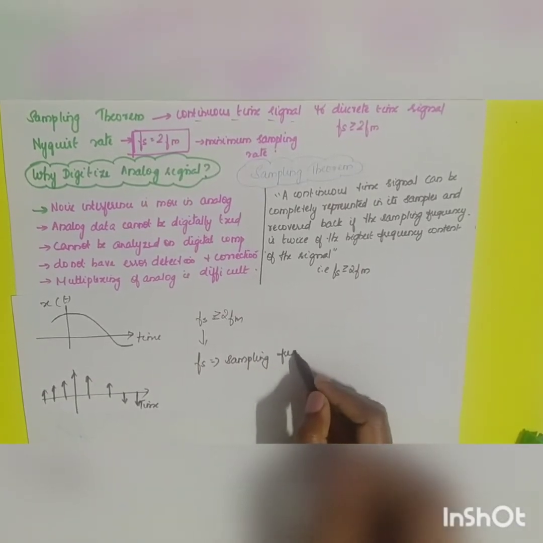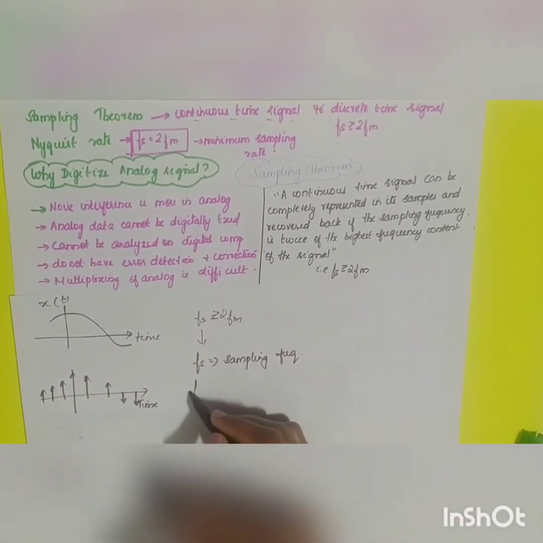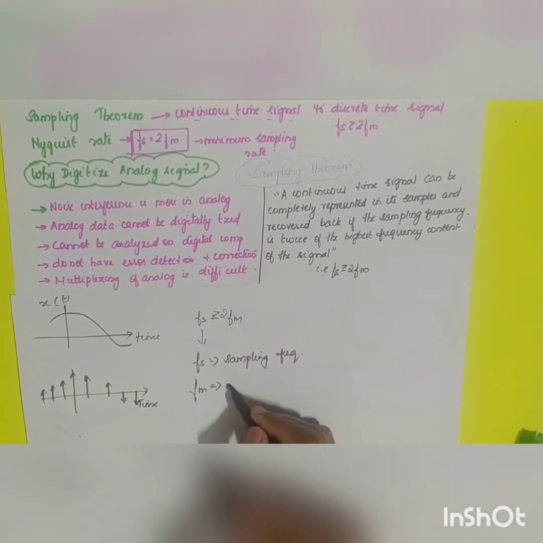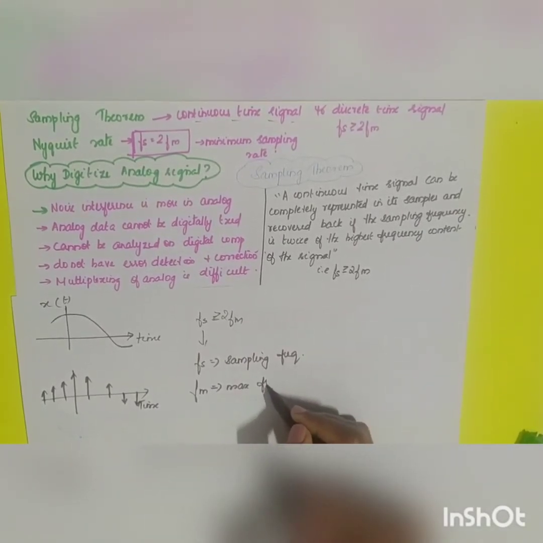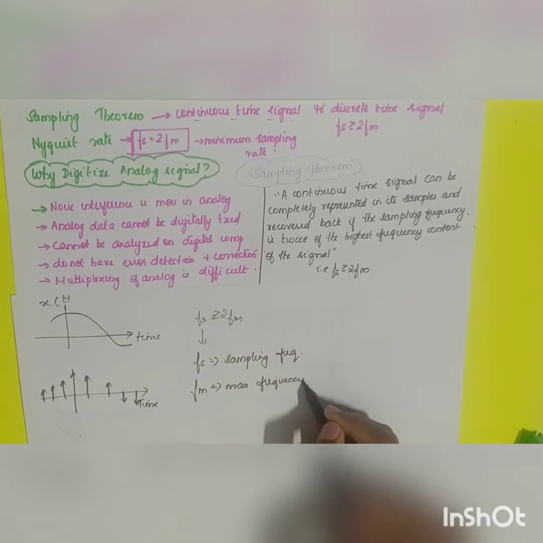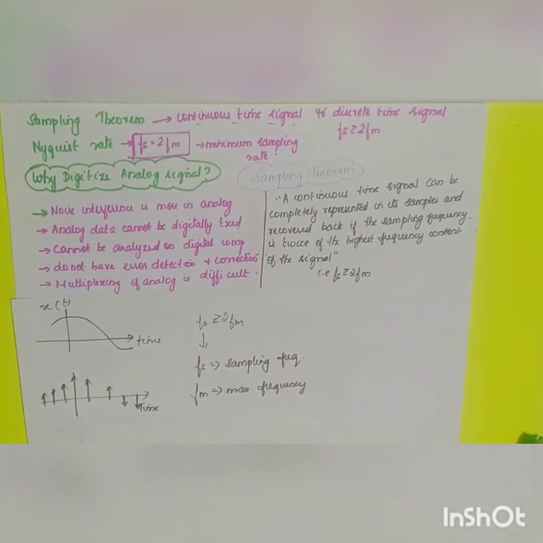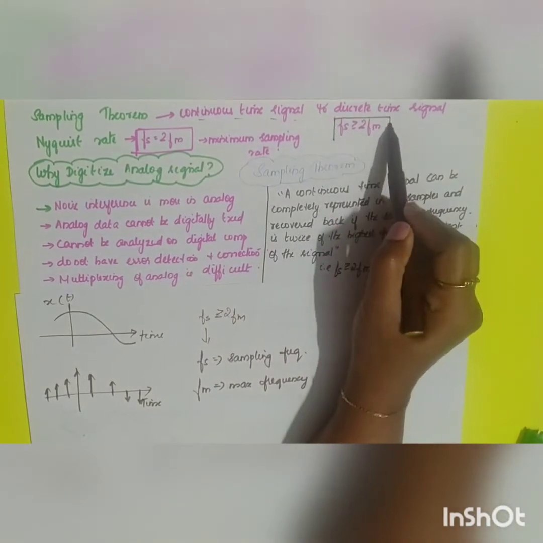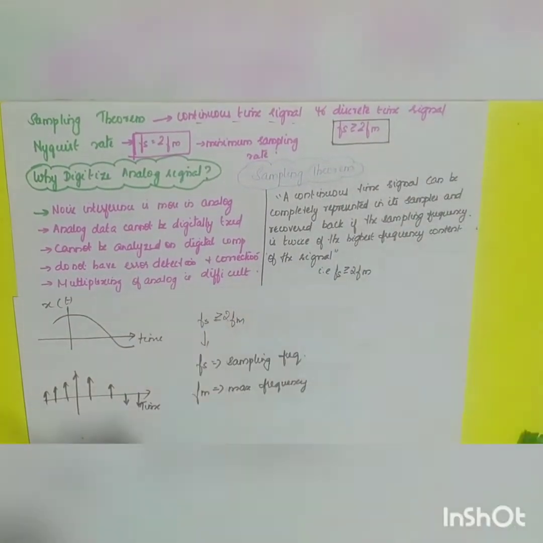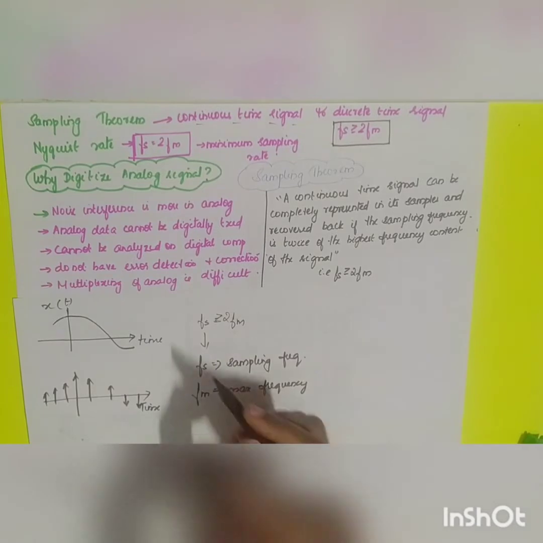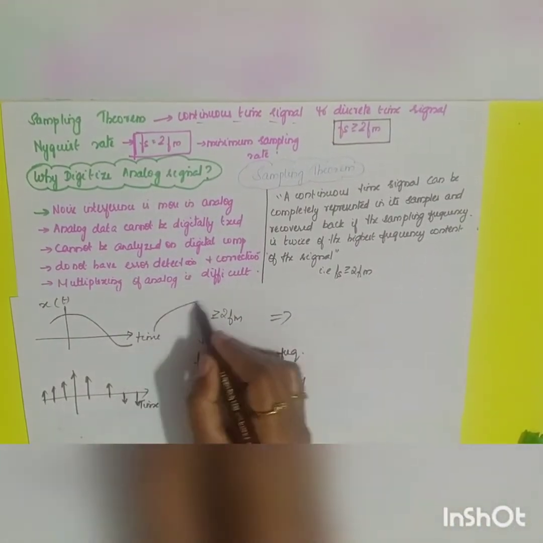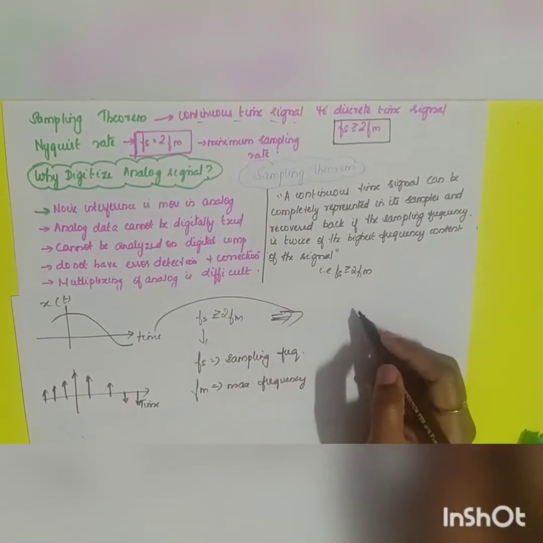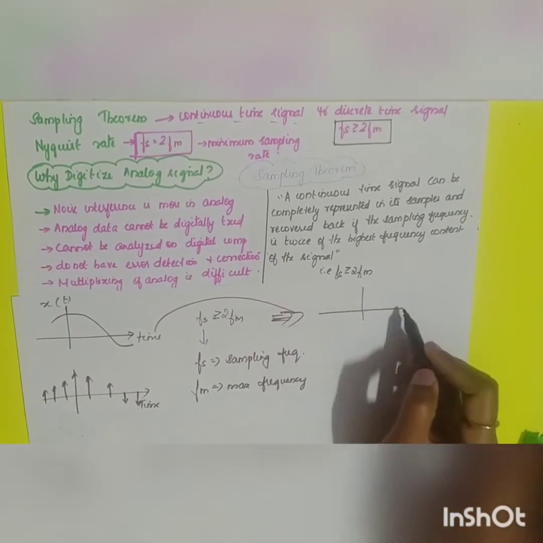Sampling frequency, and Fm is the maximum frequency of your modulating signal. So the condition for the sampling theorem is Fs should be greater than or equal to 2 times Fm. When you convert this signal into a spectrum in the frequency domain, you will get a band limited signal.